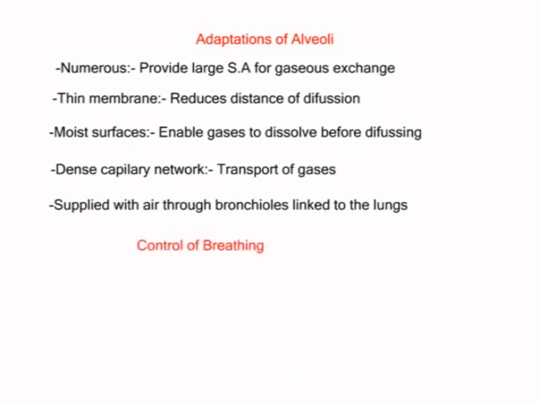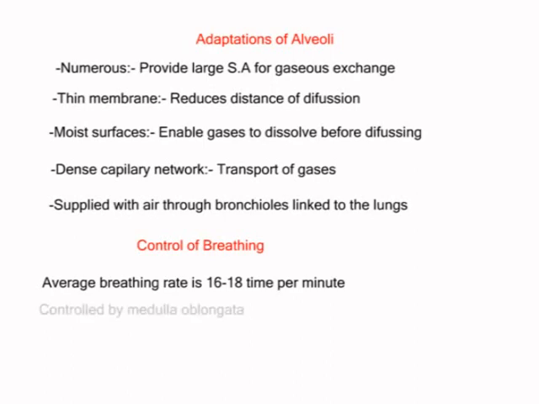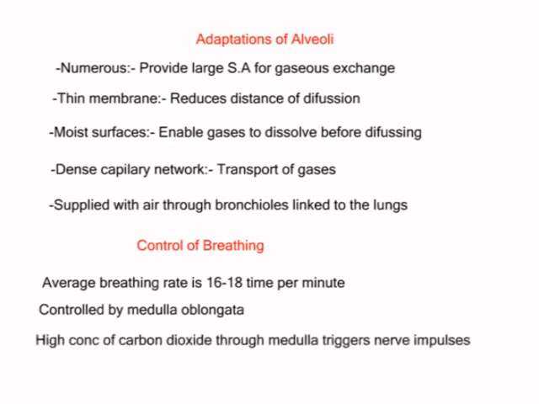Control of breathing. Now, the average breathing rate in human beings is around 16 to 18 times per minute. The breathing is controlled by part of the brain called the medulla oblongata. The concentration of carbon dioxide in the blood determines the breathing rate. When there is a high concentration of carbon dioxide in blood flowing through the medulla oblongata, nerve impulses are sent to the breathing structures, leading to an increased rate of breathing.